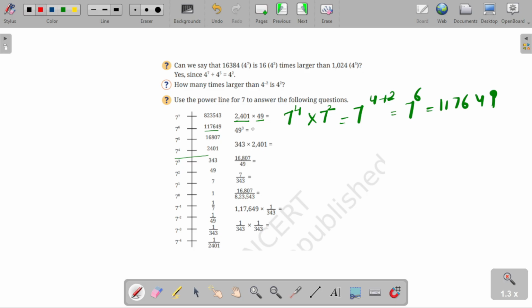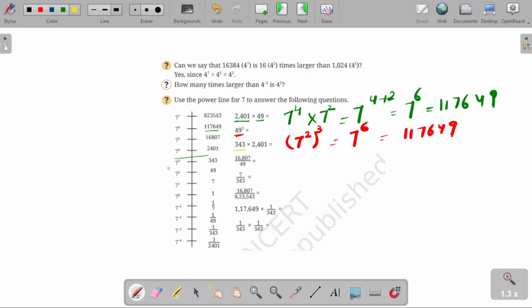Okay. Now 49 raised to cube. First of all, 49 means 7 square. Okay. And you have power 3 also. So when two powers are there, then they will be multiplied. So 7 raised to 6 is 117649. Okay. Now third one.